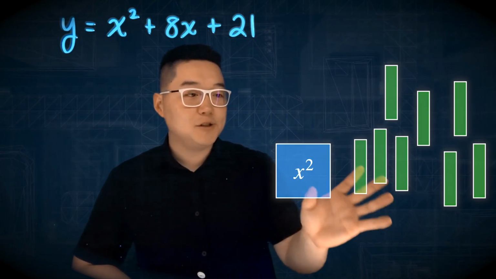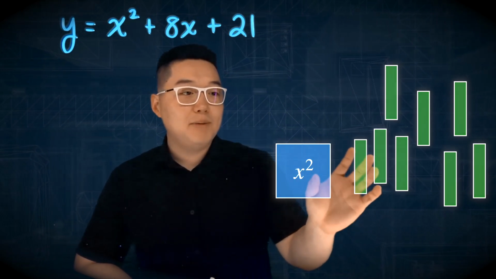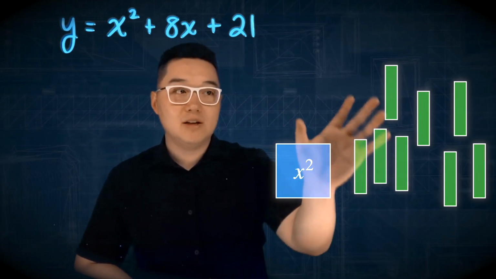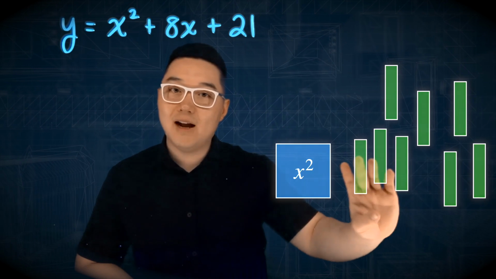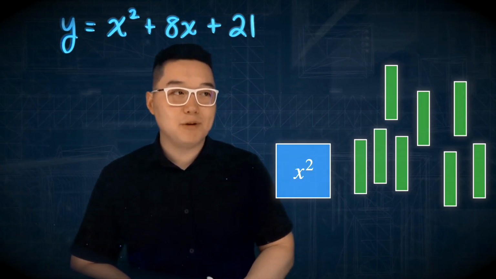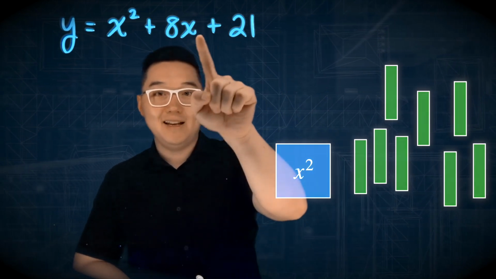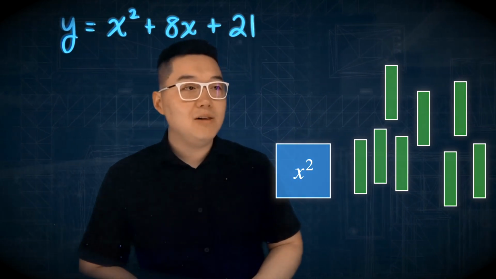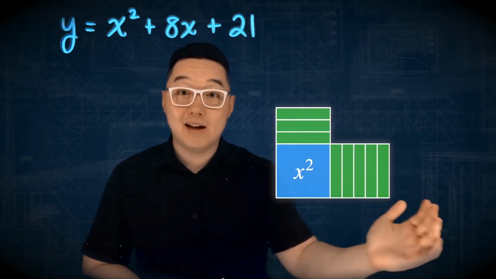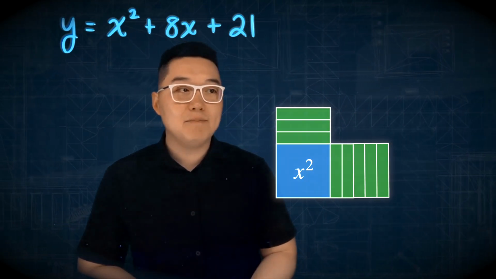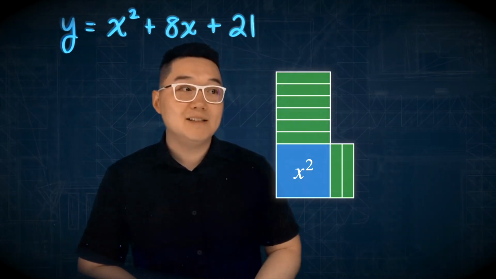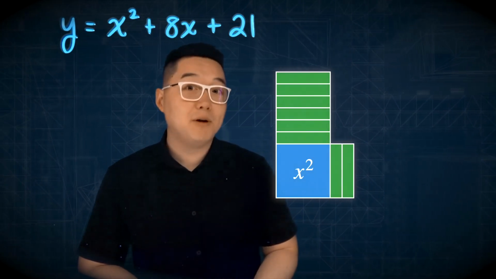So we see an x squared tile over here, but to stack the x tiles, they either have to go on the top of the x squared tile or on the side of the x squared tile. So how do we build a perfect square with just 8 x tiles? Well, I can stack maybe 3 on top and 5 on the side, or I can stack maybe 6 on the top and 2 on the side, but none of those will build a perfect square.